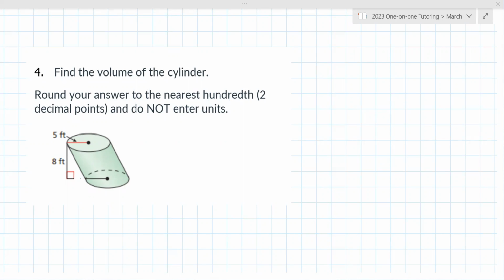Okay. Same formula, pi r squared h. They're giving you all the values there. This one's rounded to the nearest hundredth, so just be careful on that. Okay. Let me see areas and volumes. Okay.